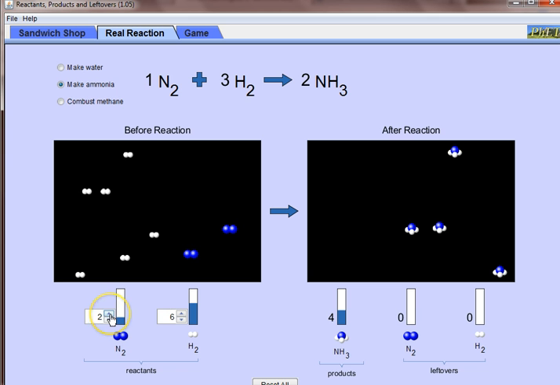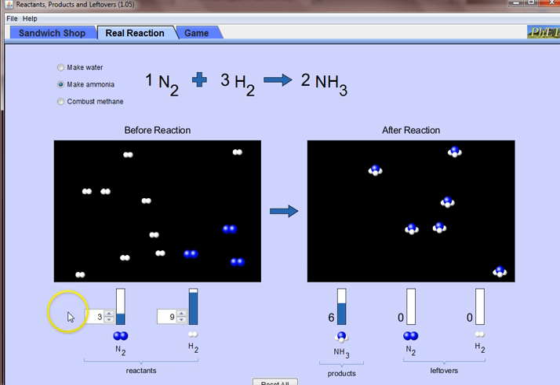You can similarly get 3 nitrogen molecules and increase hydrogen to 9. Now you have 9 hydrogen molecules on the left, so you obviously get 6 ammonia molecules. You can see right here, 6 ammonia molecules. So now you have multiplied this equation by 3. Every time you do that, you get a corresponding number of products on the right-hand side, correct?